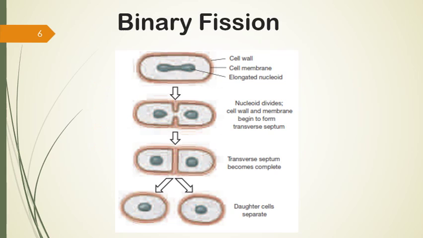Here is the example shown for binary fission, where you can see in the upper part of the picture the cell wall, cell membrane and elongated nuclei, which is followed by septum invasion into the cell, and the nuclei is divided into two parts. And this transverse septum becomes complete, and two daughter cells are separated in the next phase.